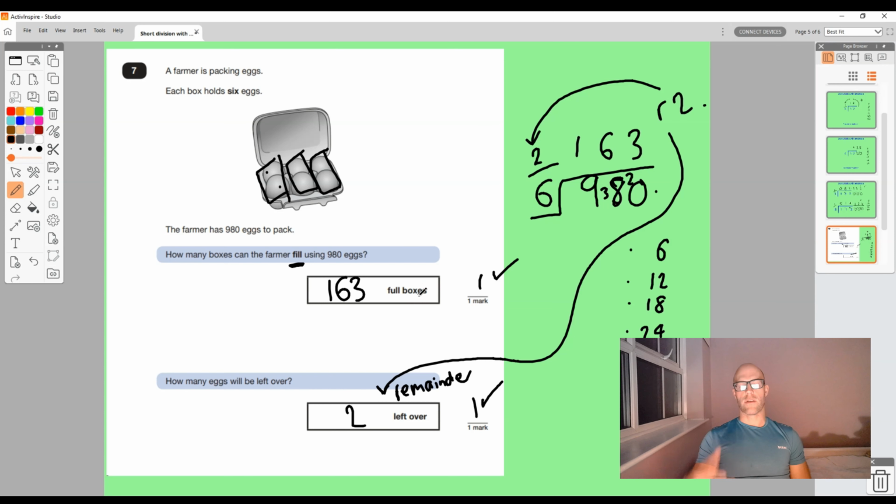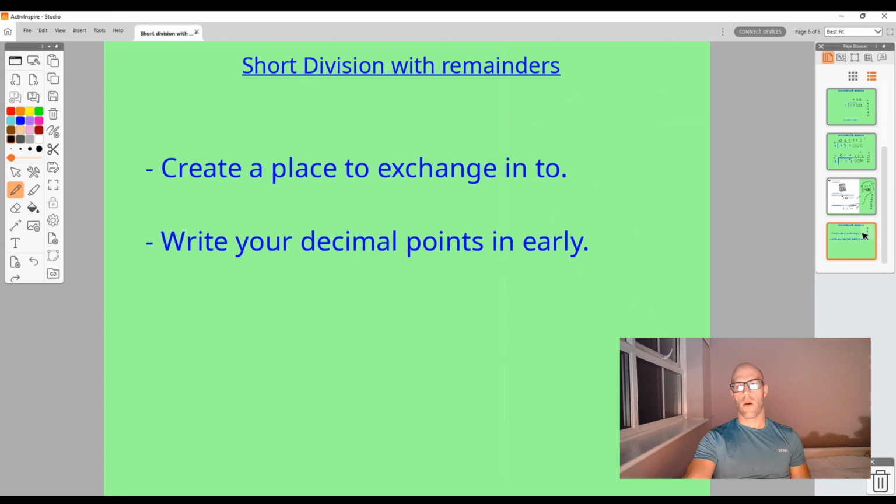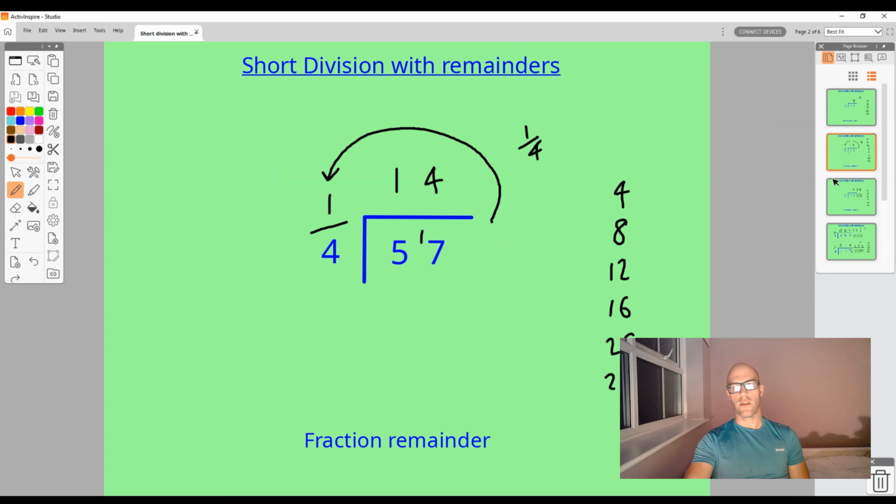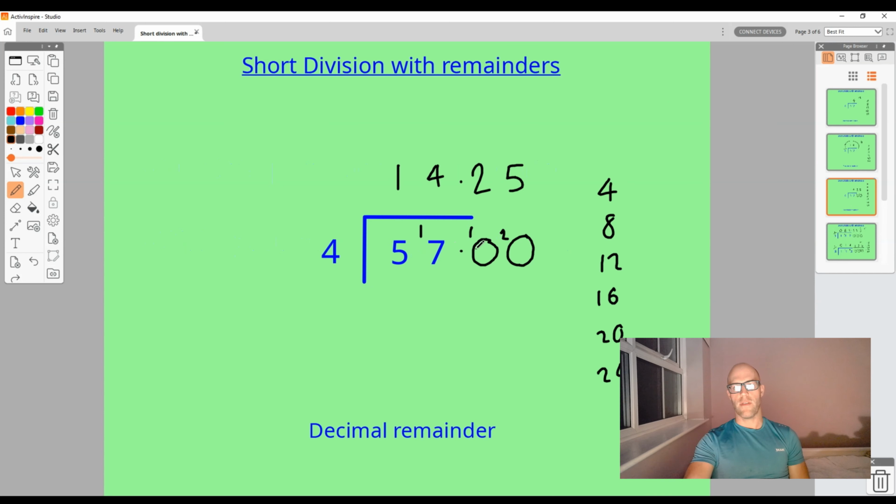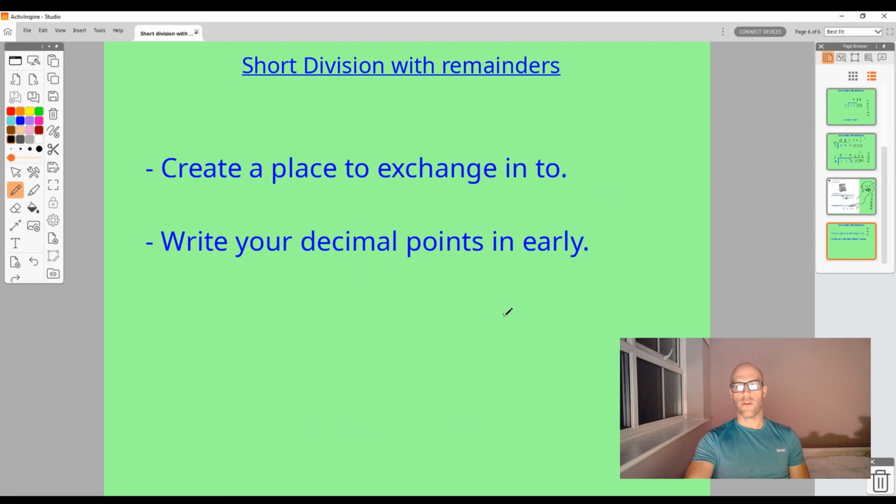Rarely will you need a fraction remainder, but sometimes. And then having a decimal remainder is really the gold standard. It's the most useful one, really. Hopefully that makes sense. How I remember it is just create a place to exchange into. You're not changing that number. So go back up here to 57. I'm creating 57.0. I'm not changing the number. I'm just giving us a place to exchange the number into.